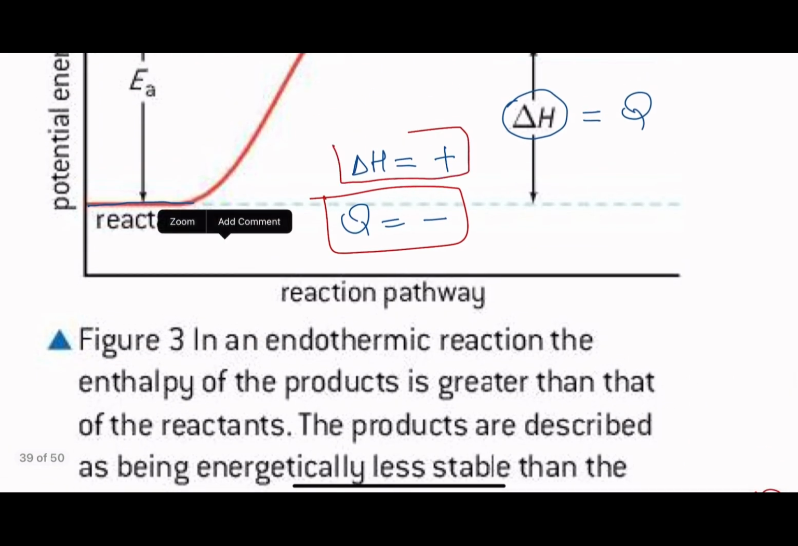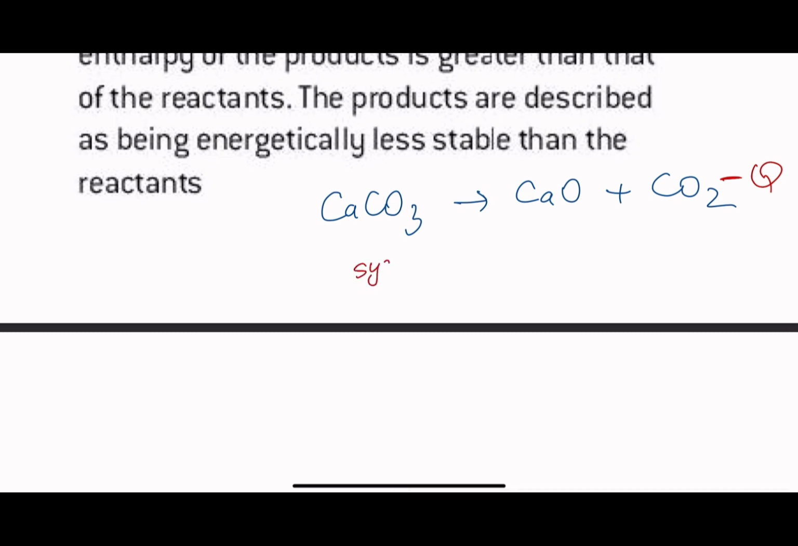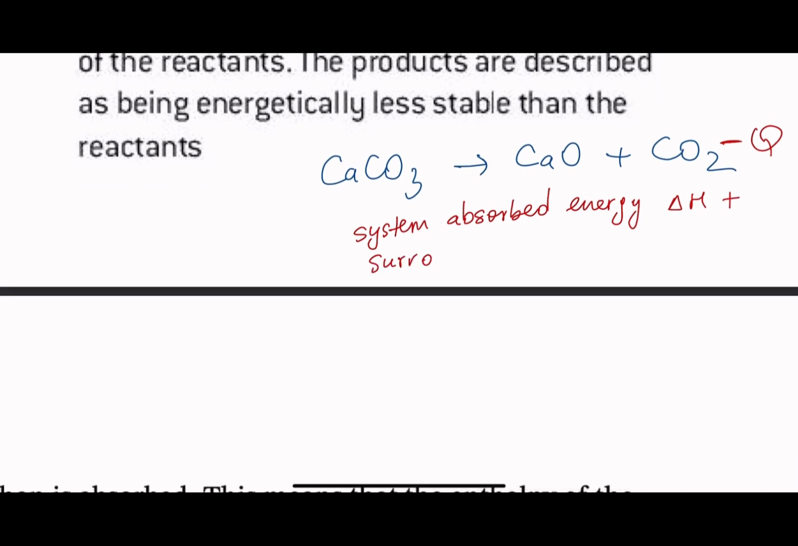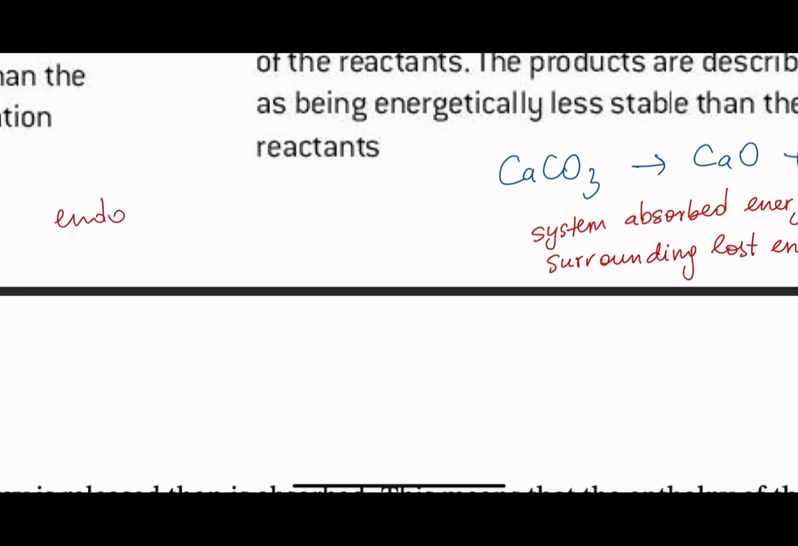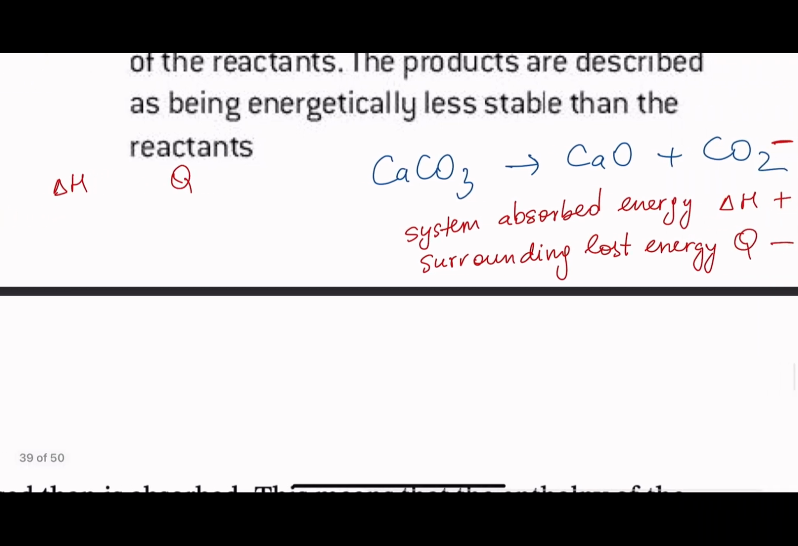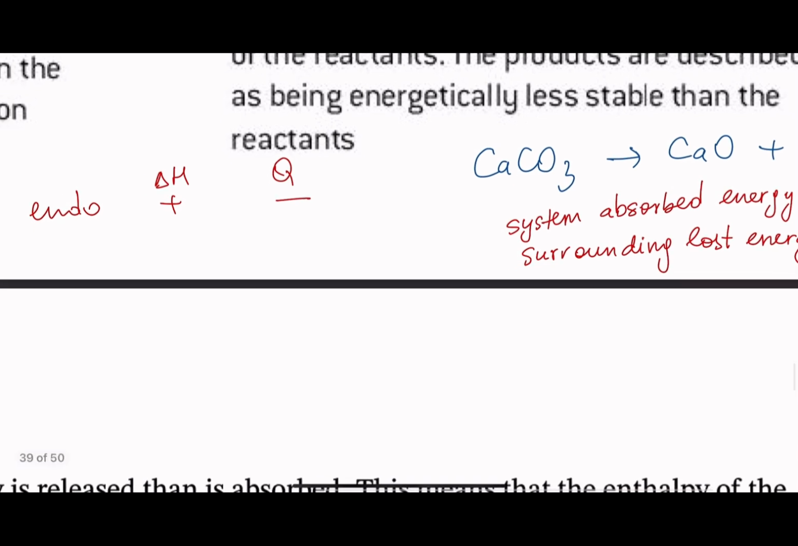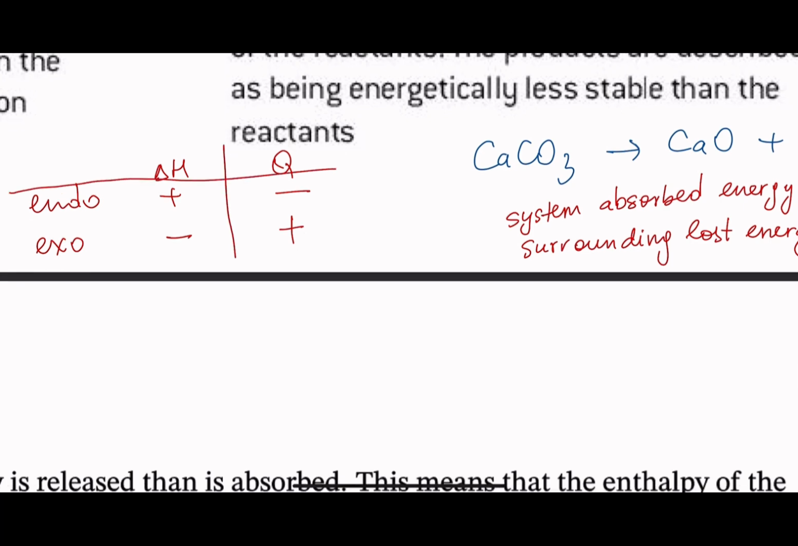And because your system absorbed energy, your delta H will be positive. And because surrounding lost energy to heat up this substance, Q will be negative. So basically, in endo, delta H became positive and then Q was negative. And for exothermic, your delta H was negative and the Q is positive. And that is that.